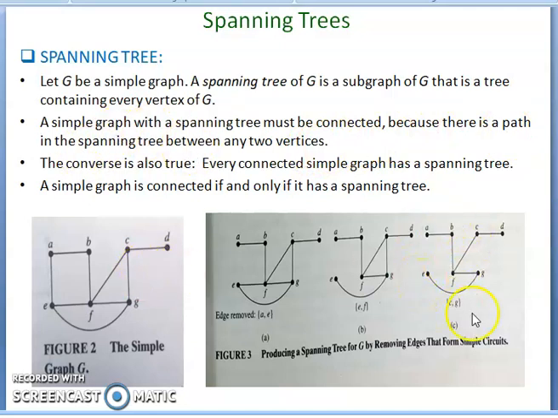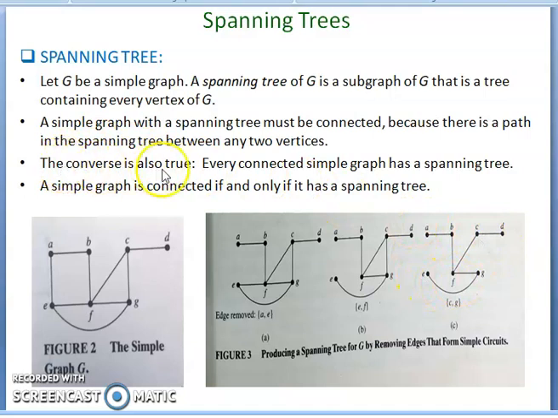So for example, this is the spanning tree corresponding to this particular graph G. This is a subgraph of this one, and there is no loop. This is a tree and it is a spanning tree. How you get this particular spanning tree, I will explain. Similarly, you can find the number of spanning trees corresponding to this graph. You can find several spanning trees for this particular graph G.